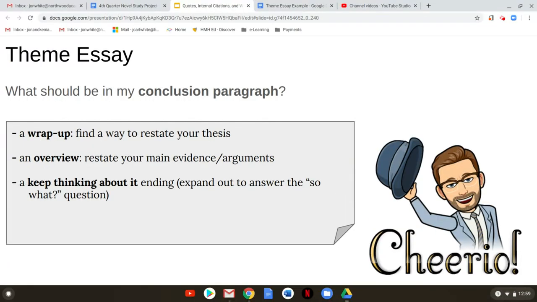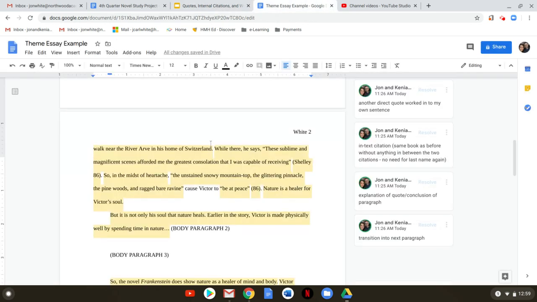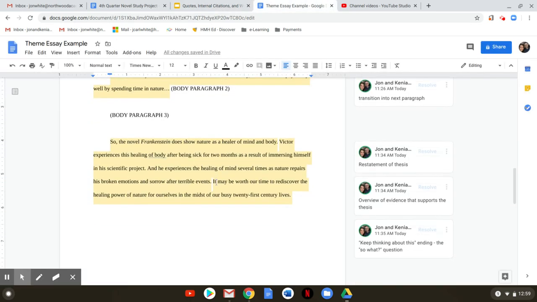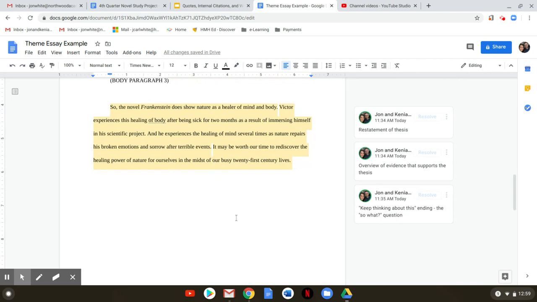Let's look at the example here. Back to Frankenstein. Oh, Frankenstein, how I love thee. Let me count the ways. So here's what this could look like. It can be very, very simple, guys. A conclusion paragraph doesn't have to be long.